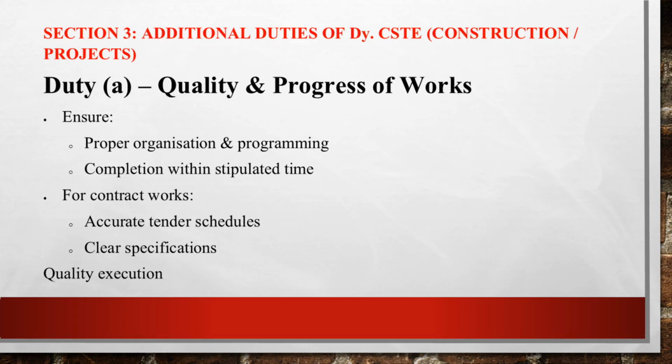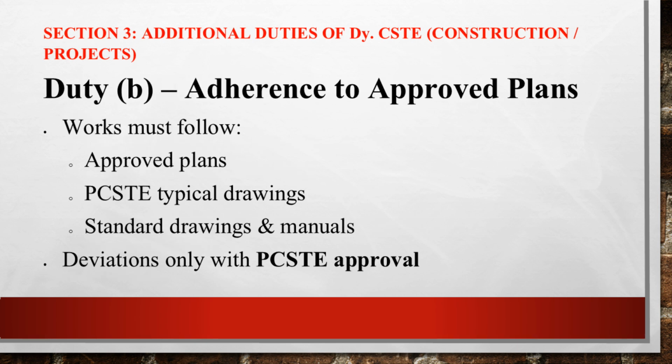Quality and progress. The Deputy CSTE must ensure works are completed within stipulated time and proper programming and organization. For contract works, tender schedules must be accurate. Specifications must be clear. Quality standards must be strictly followed. Approved plans. All works must conform to approved plans, PCSTE typical drawings, and standard drawings and manuals. Any deviation requires prior PCSTE approval.